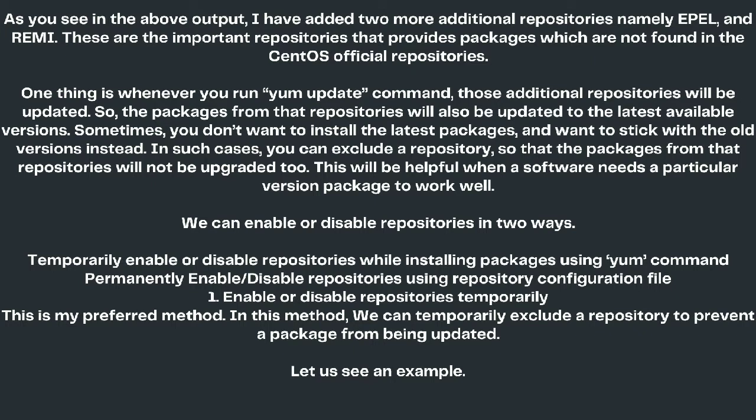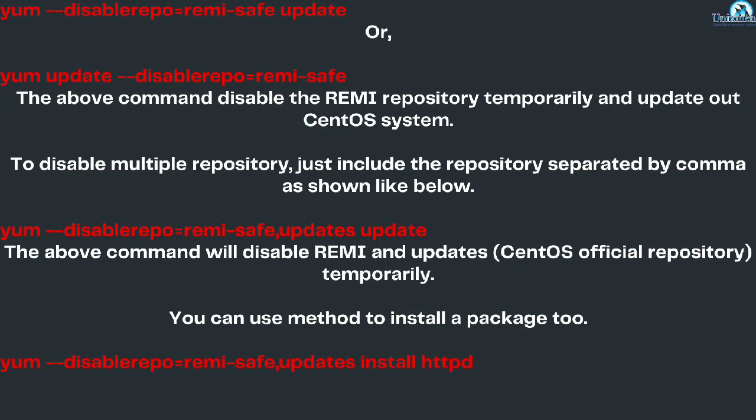1. Enable or disable repositories temporarily. This is my preferred method. In this method, we can temporarily exclude a repository to prevent a package from being updated. Let us see an example. The above command will disable the REMI repository temporarily and update our CentOS system. To disable multiple repositories, just include the repositories separated by comma as shown below. The above command will disable REMI and update CentOS official repository temporarily.